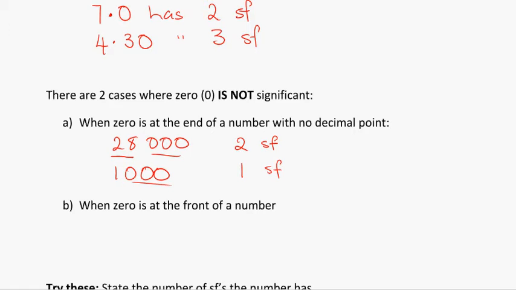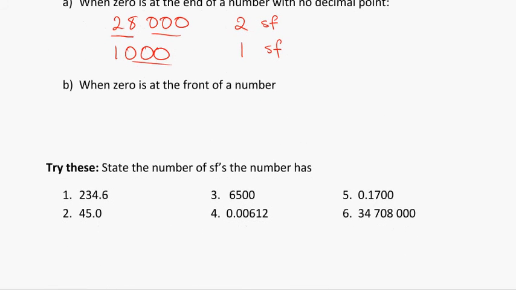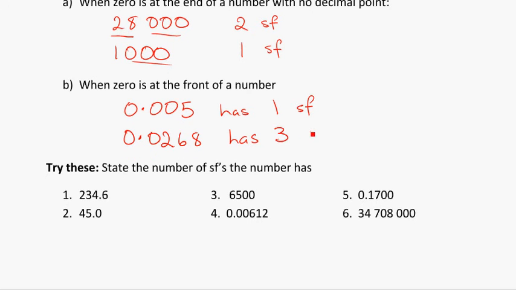Now the other situation when 0 is not significant is when 0 is at the front of a number. So you might have something like 0.005. You see the zeros at the front of the number are not counted, and so it has 1 SF, 1 significant figure in that number. And another example, 0.0268. How many does that have? Go from the beginning, don't count the zeros. It has 3 significant figures.